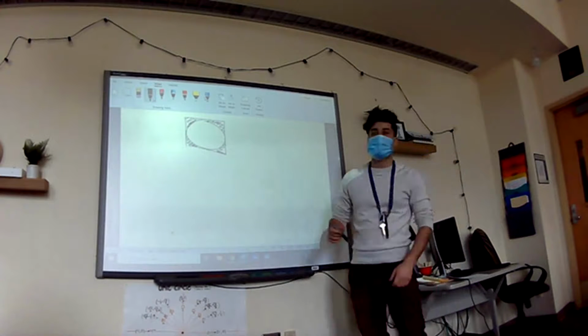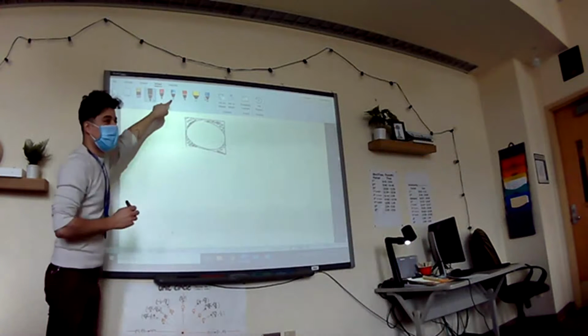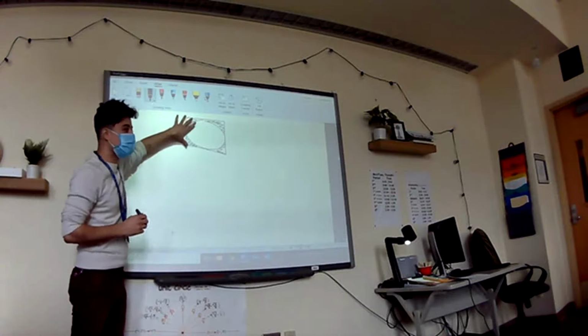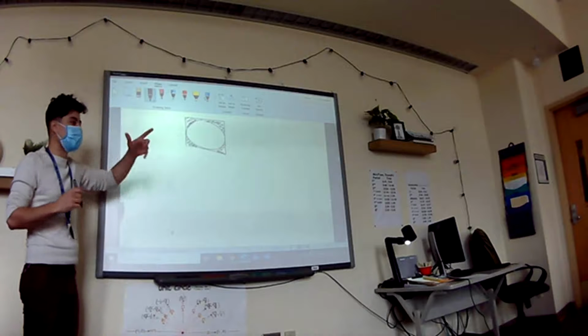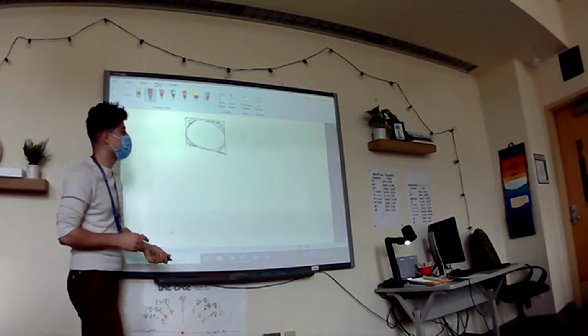If you wanted the area of this, you would take the area of the square minus the area of the circle. You don't have to write this down, I'm just trying to get you in the right headspace.